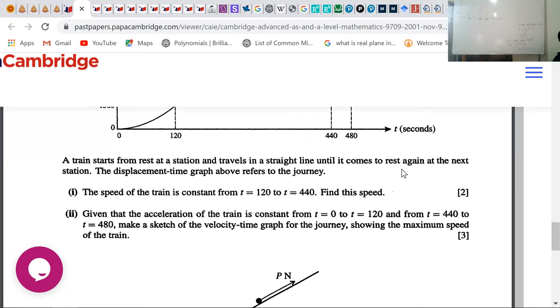Given that the acceleration of the train is constant from 0 to 120 and 440 to 480, make a sketch of a velocity time graph showing the maximum speed of the train. First part is very easy. Again, if you have a displacement time graph, there is only one formula you can apply: velocity equals gradient. For a velocity time graph, you have two formulas: acceleration equals gradient and displacement equals area. Here only one formula, and everything should be done with that. The area on a displacement time graph doesn't give a useful physical quantity.